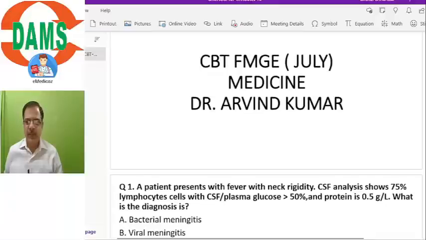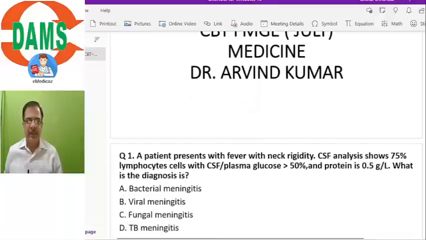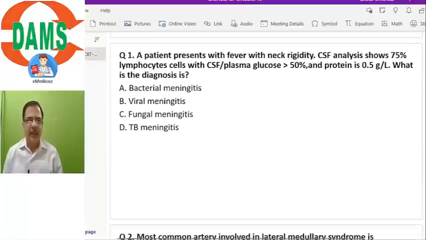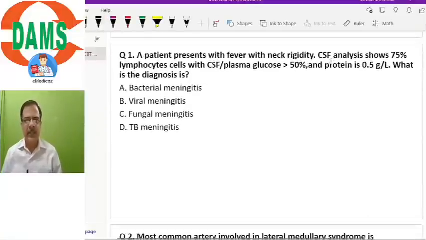Question is a patient presented with fever and neck rigidity. Patient CSF was done and which shows 75% of lymphocytes with a CSF to plasma glucose of more than 50%, and protein levels are 0.5 gram per deciliter, which is almost normal. So what is the diagnosis?